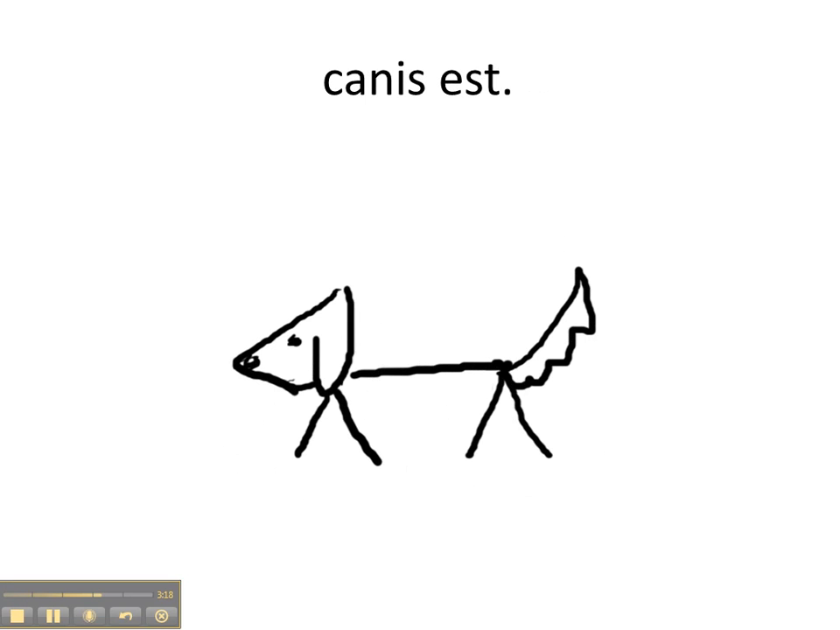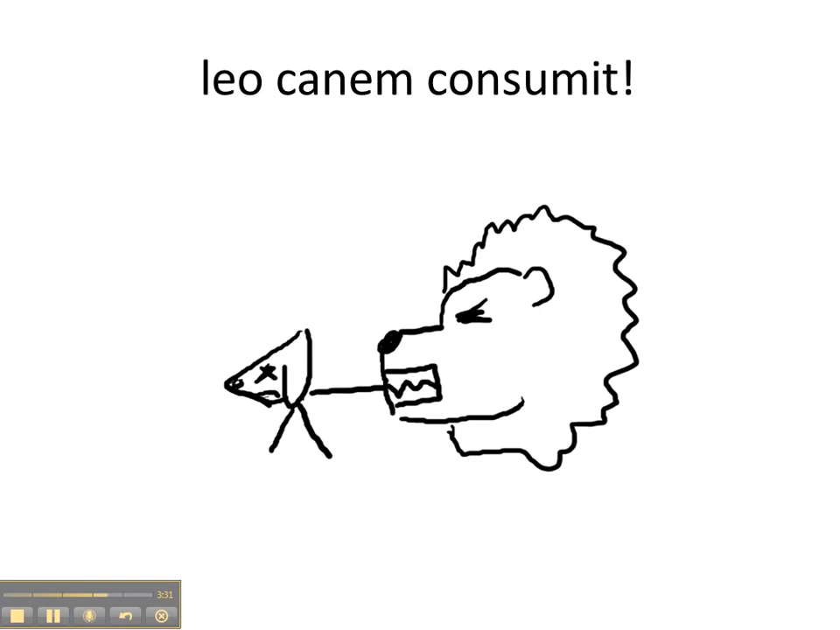Canis est. This is the last one. This is the one that most of my students have actually gotten upset about when they see it come up. Apparently it's okay for the lion to eat a lot of people. So if you're one of those, I am really sorry, but the lion's going to eat the dog. Leo canem consumit. Because again, I'm just wanting to practice this direct object. So consumit, eats. What is the lion eating? The lion is eating the dog, canem.